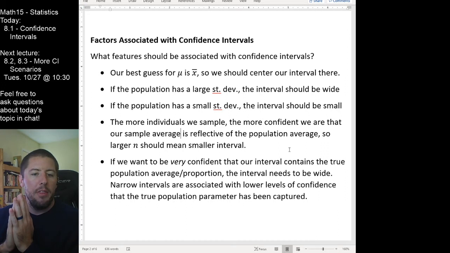On the other hand, when we collect very small samples, then we know that there could have been a ton of variability in that sample.